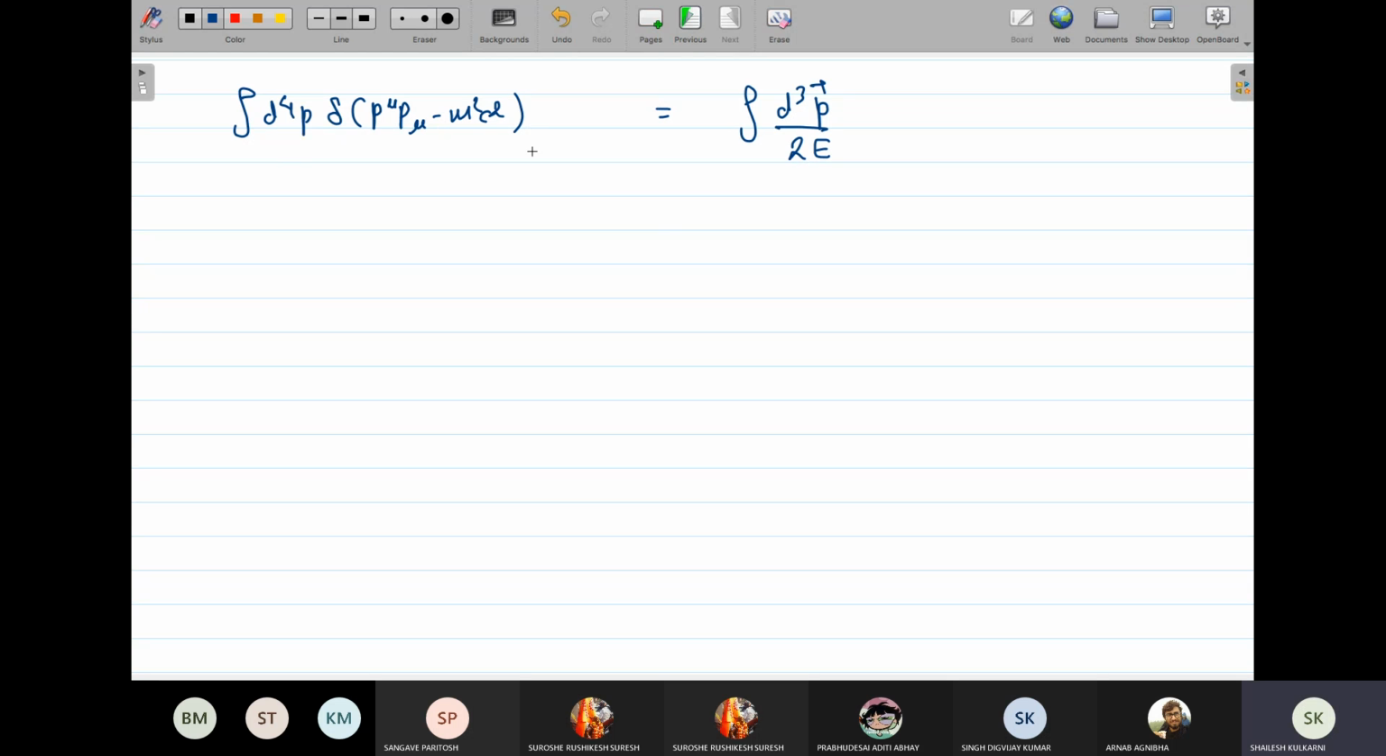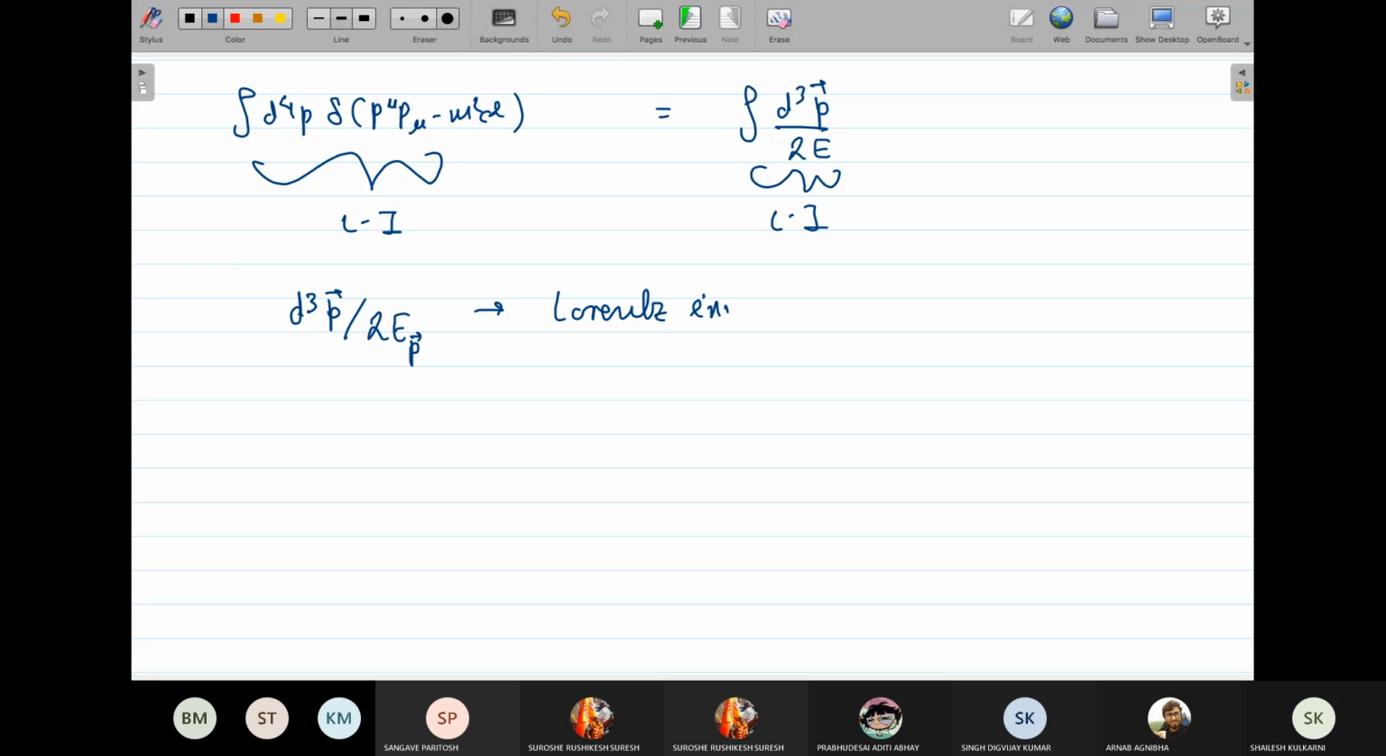But we know that this is a Lorentz invariant quantity. This quantity is Lorentz invariant, so this quantity is also Lorentz invariant. Hence d^3p divided by twice E acts as a Lorentz invariant measure, a Lorentz invariant volume element in P space.